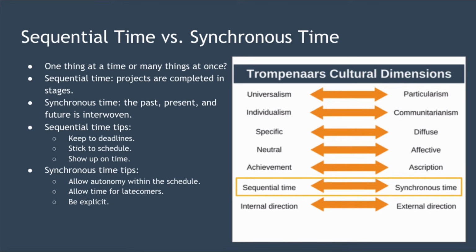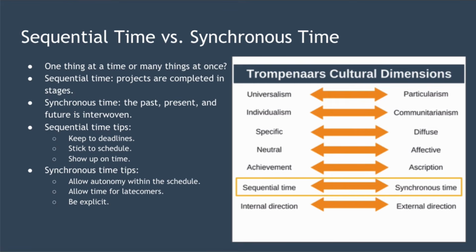Now, the next dimension is sequential time versus synchronous time. And this can be summarized by asking, do things get done one at a time, or do many things happen at once? In a sequential time culture, time is very important. People like projects to be completed in stages. Time is money, and so it's important that each stage is finished on time. It's considered rude to be late for meetings. Examples of sequential time cultures include the US, the UK, and Germany.